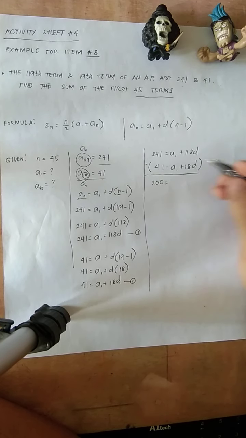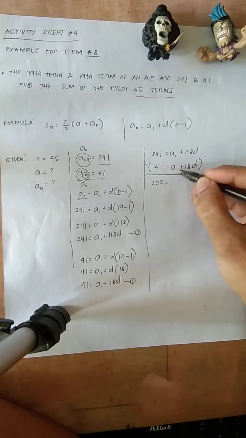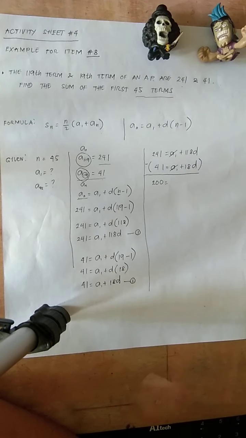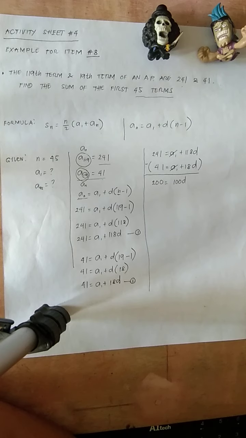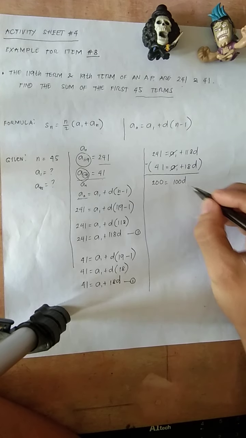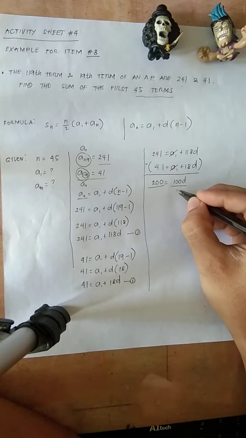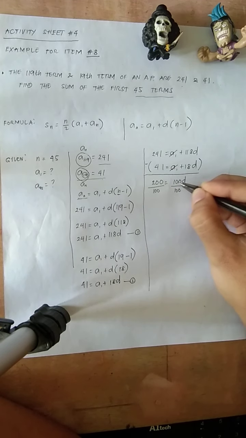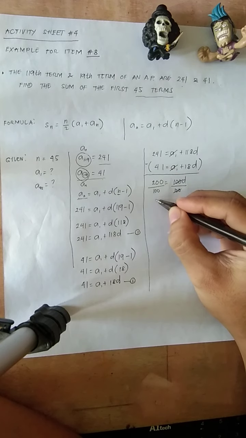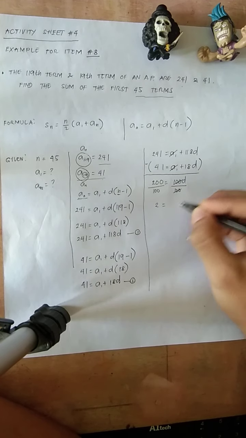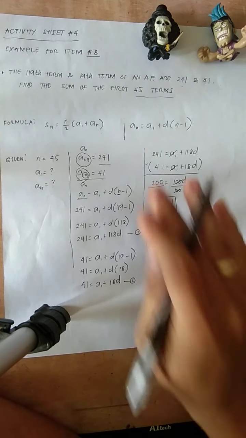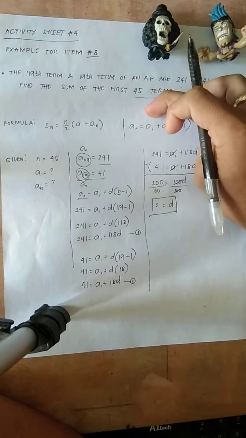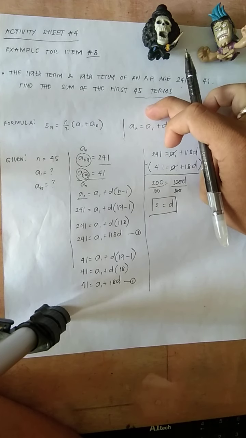Equals a sub 1 minus a sub 1, wala na. And then 118d minus 18d, that's 100d. Correct? And to find the value of d, just divide both sides by 100. So 200 divided by 100, that is 2. So therefore the value of d is positive 2. That means we have here a sequence whose common difference is positive 2.